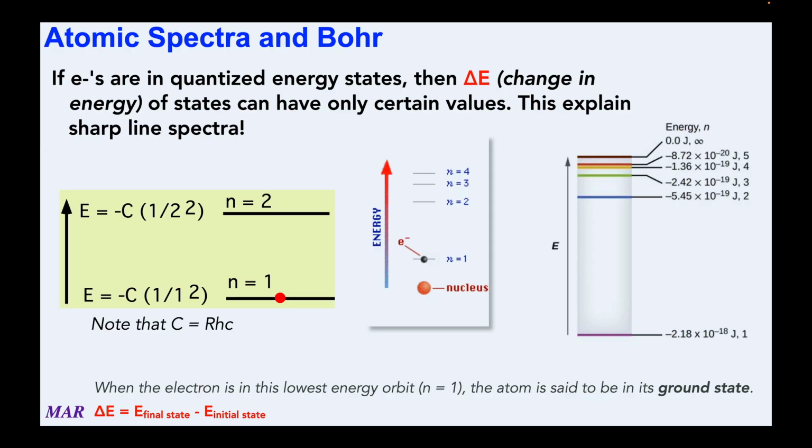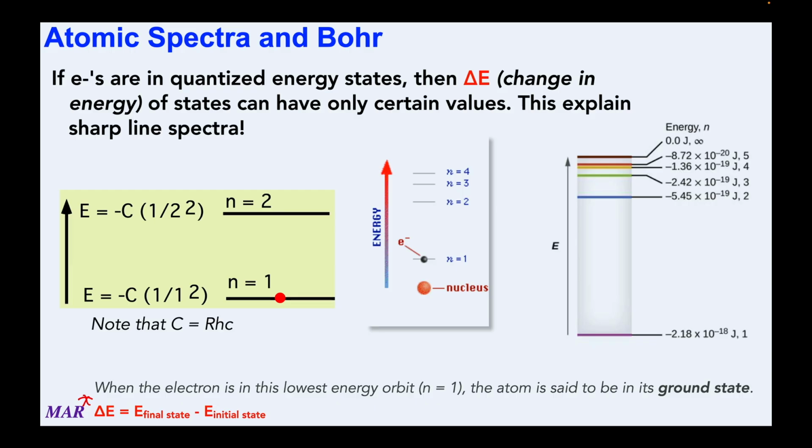If you have electrons in quantized energy states, then the delta E, which is the change of the energy, can only have certain values. Now, we're going to start using delta a lot here in the Chem 221 series. Delta is always final minus initial. So, for example, if you had a delta temperature, it would be the final temperature minus the initial temperature. But here we're talking about delta energy, so it would be the final energy minus the initial energy. And in theory, if this works, you could find the delta E for different electron transitions in something like hydrogen, which is cool.